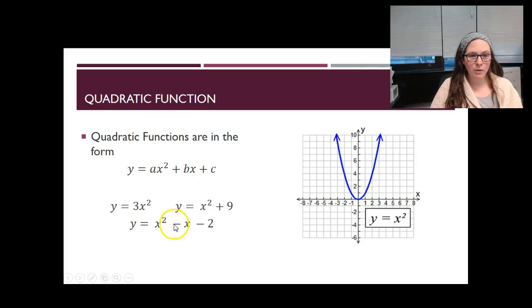At the same time, when you're looking at all of these equations, you should recognize this parent function. And this is, of course, our standard function of y equals x squared. It's a parabola with its minimum point at the origin, which is at the point 0, 0.